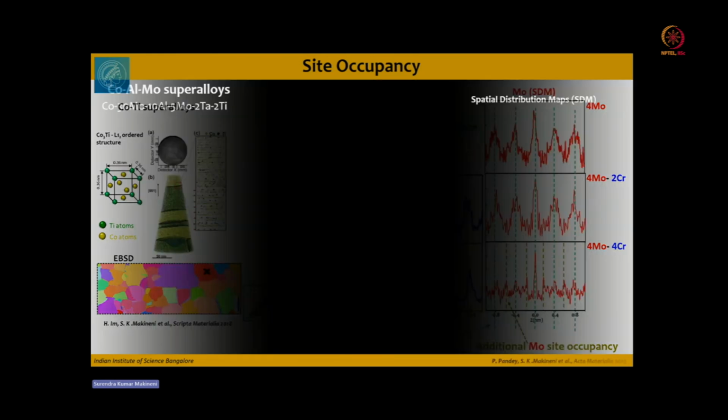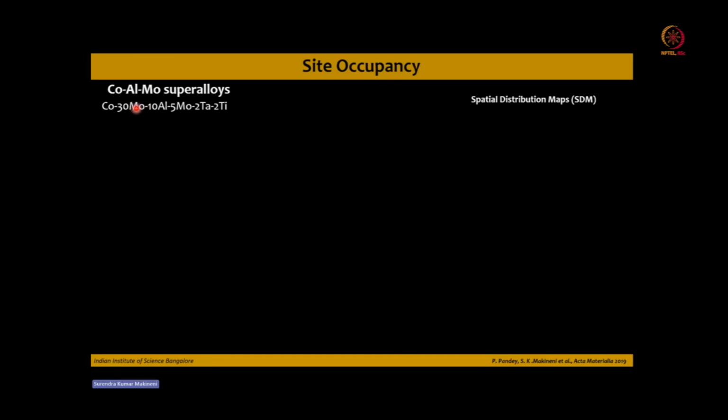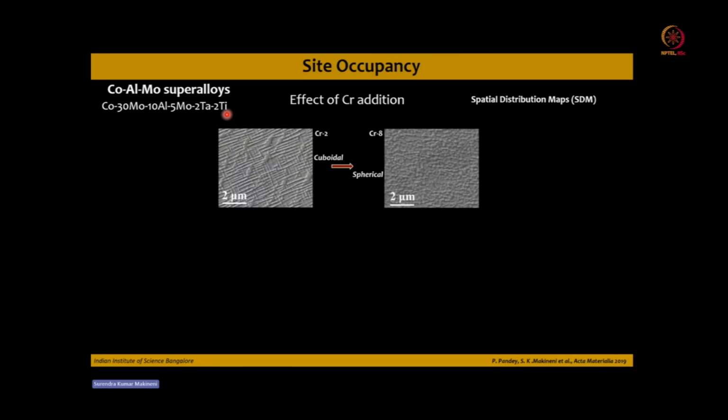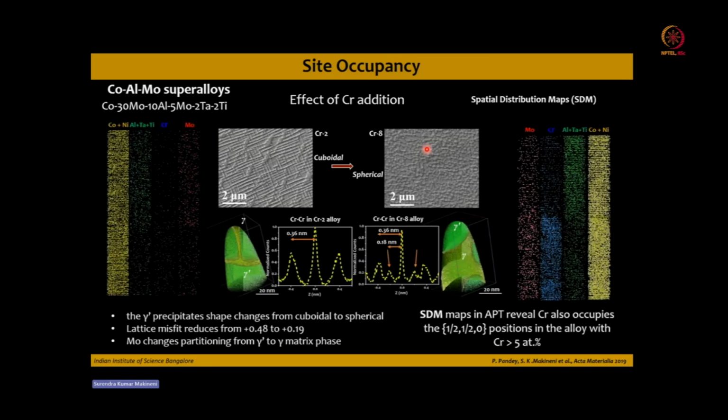One example I will give you is on another cobalt alloy, a cobalt nickel aluminum moly tantalum titanium alloy. If you increase the chromium content from 2% to 8%, you can see that the gamma prime morphology changes from cuboidal to spherical. So definitely there is a change in the local lattice misfit between the gamma and gamma prime. If you do the spatial distribution maps of the chromium atoms in the gamma prime, you can see that for the 2% chromium alloy, the chromium occupies all the 0.36 points. 0.36 means these are occupying the 0 positions of the L12 unit cell.